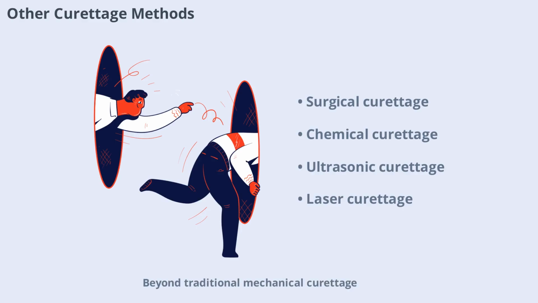Beyond traditional mechanical curettage, other methods include surgical, chemical, ultrasonic, and laser approaches. Each offers unique benefits and may be selected based on the clinical scenario, patient needs, and the extent of periodontal disease. These alternative methods expand the toolkit for dental professionals, allowing for more personalized and effective care.